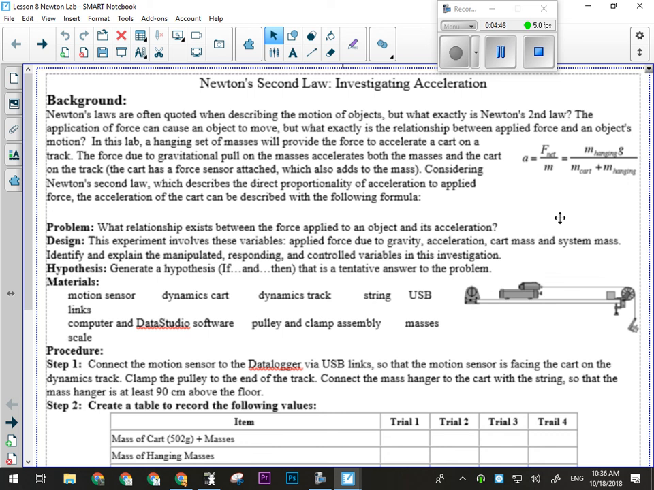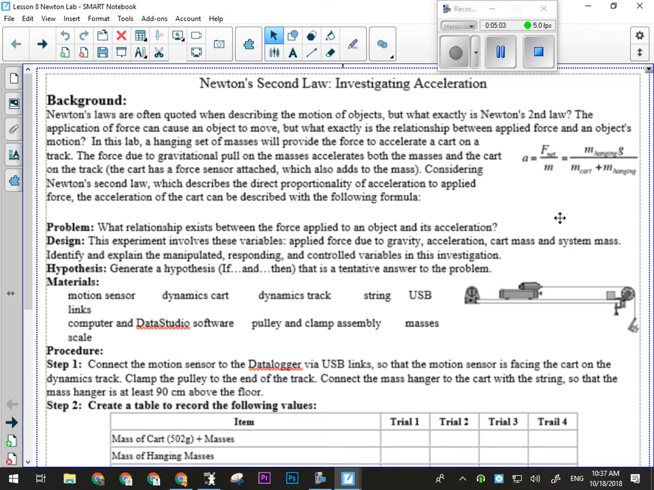Okay, especially in the latter trials when it's really going to accelerate quickly. So I will have some sticky tack that'll be over here. Just grab a couple of small pieces, put them on top of the cart, and push the masses down onto them so that the masses stay stuck to the cart during the experiment.